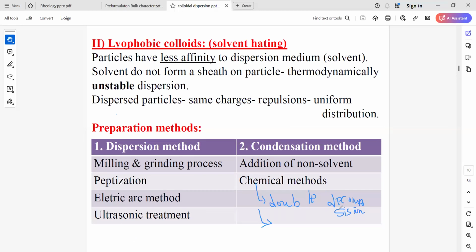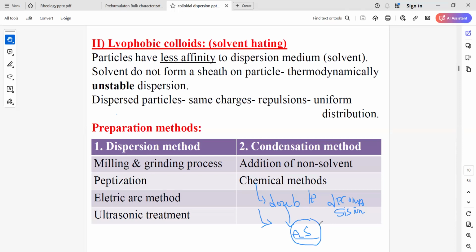Double decomposition. In case of double decomposition, it will form an arsenious sulfide, not arsenic oxide. It will form an arsenious sulfide in case of double decomposition. Colloid of arsenious sulfide is an example that comes under the double decomposition method.